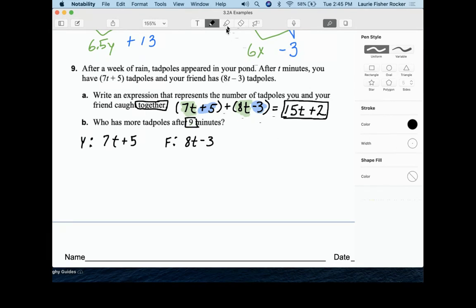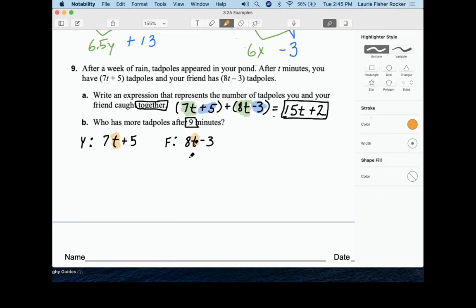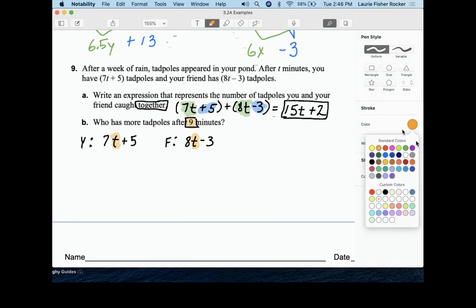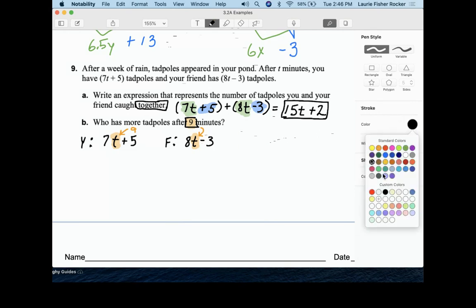So now what we're looking at here is this T, that's the number of minutes, and we're replacing that T with 9. So we're actually going to have to plug that in. So evaluate, that's one of the vocab things that we had. Plug in the number and do the math, basically. So 9 goes into T for each one of these. Okay, so based on that, let's rewrite this.